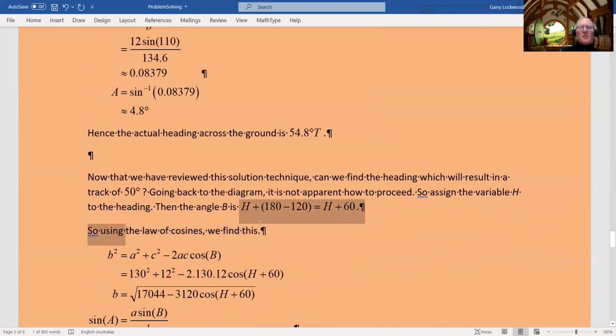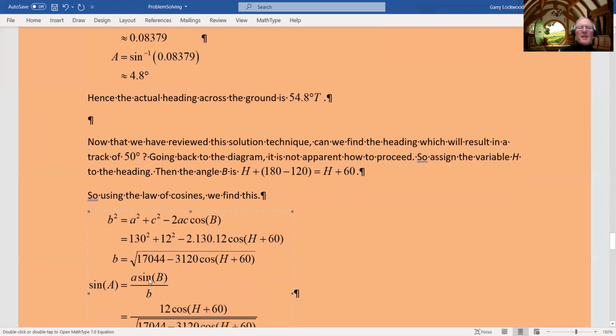Using the law of cosines, excuse me, using the law of cosines, we get this. So I'm just using my law of cosines. I'm putting the numbers in, except that here, I've still got an H, not an actual number. But work with me on this. And so our b turns out to be the square root of this, yada, yada, yada. I've just put in all of those things.